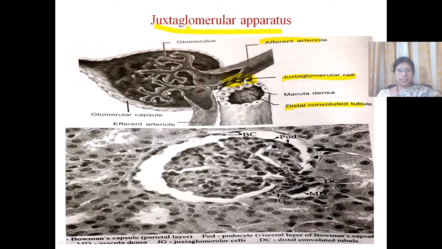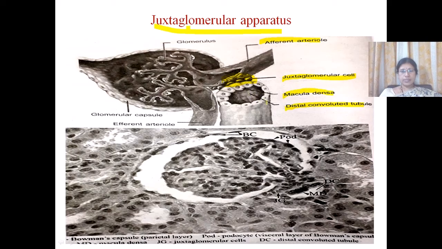Juxtaglomerular apparatus is a part of the nephron that is next to the glomerulus. So it is present between the efferent arteriole and the distal convoluted tubule of the same nephron. This location has a very important function: it regulates the renal blood flow and glomerular filtration rate. The juxtaglomerular apparatus consists of three types of cells: macula densa.